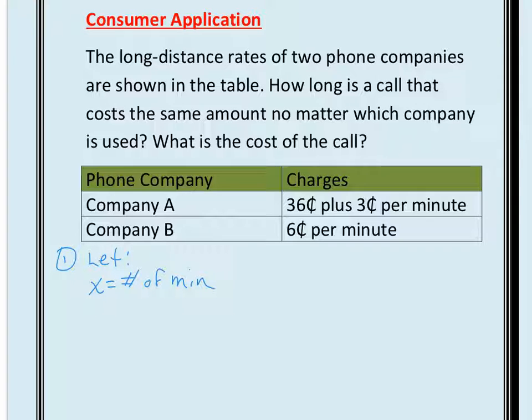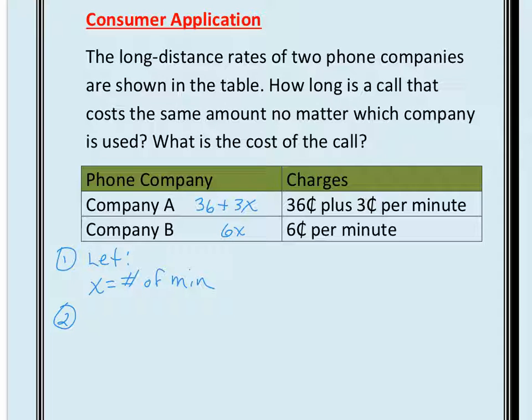Then step 2, we defined our variable in step 1, but step 2, we're going to come up with our equation to solve. So if company A charges 36 cents plus 3 cents per minute, that means that 36 cents is a constant charge, and then they're going to charge you 3 cents per minute. We don't know how many minutes we're going to talk, that's x minutes. So the expression for company A would be 36 plus 3x. This is your 36 cents plus 3 cents for every minute. Whereas company B is just 6 cents per minute. There is no constant cost. So for company B, this is 6x.